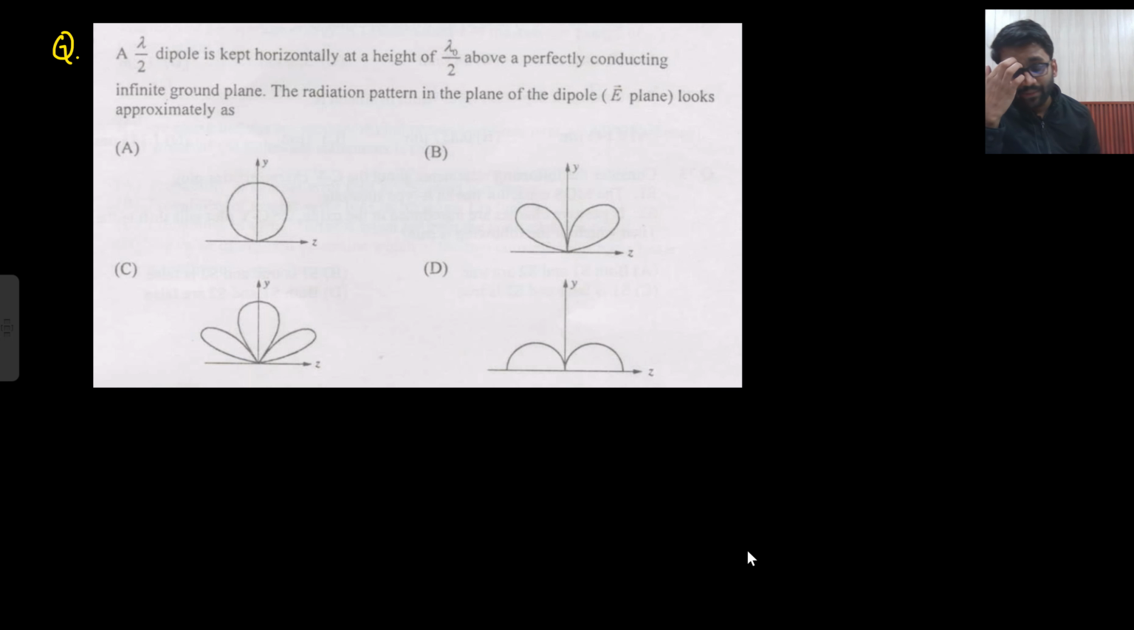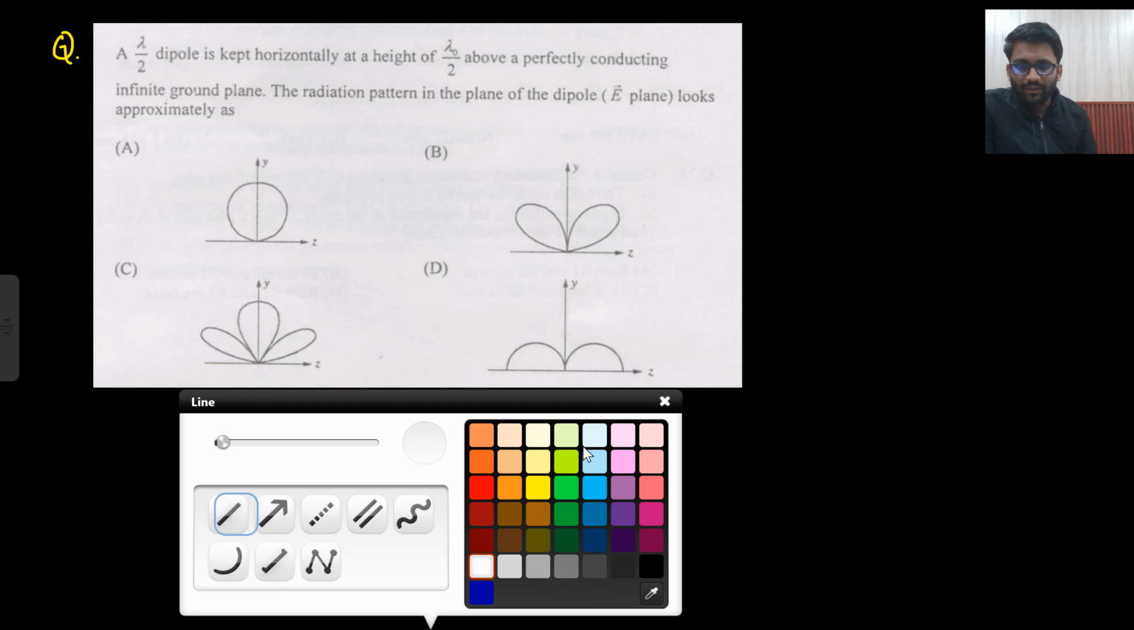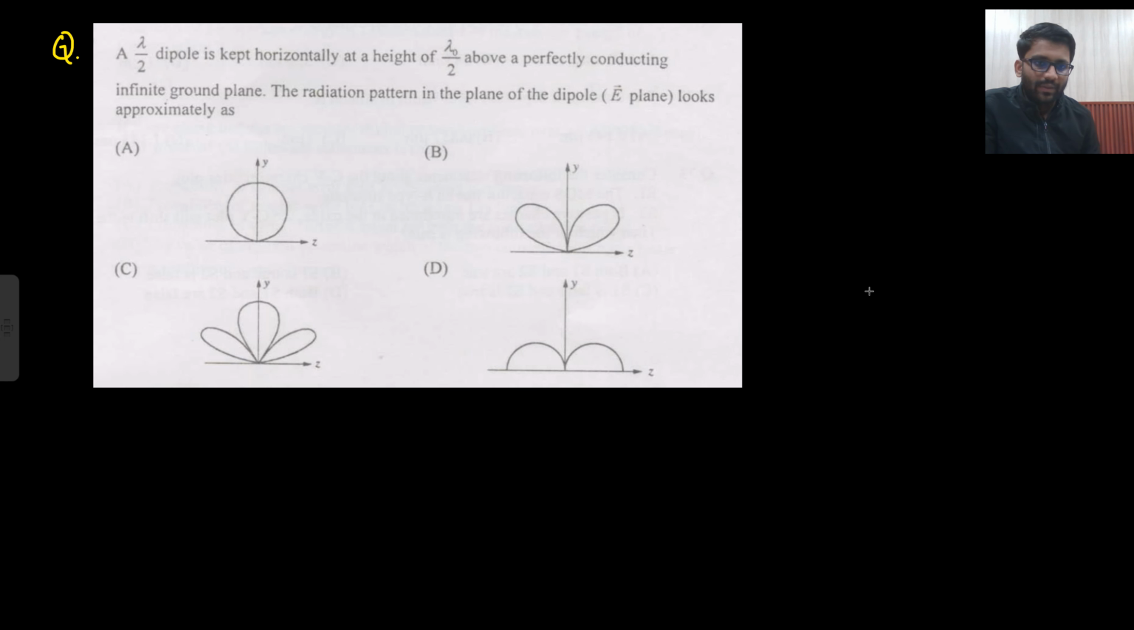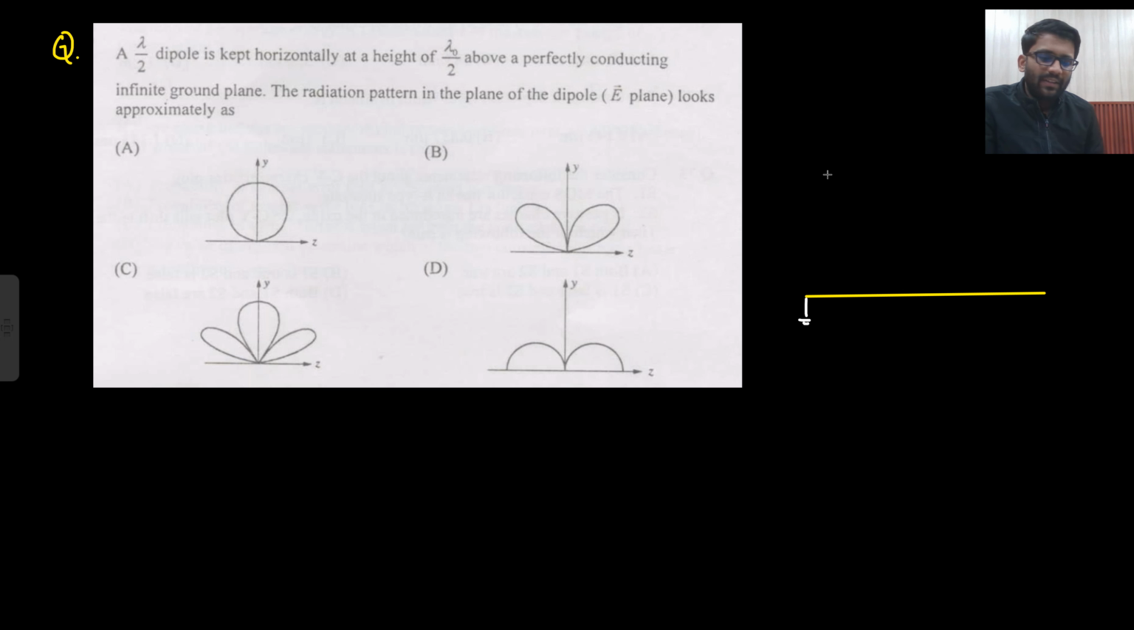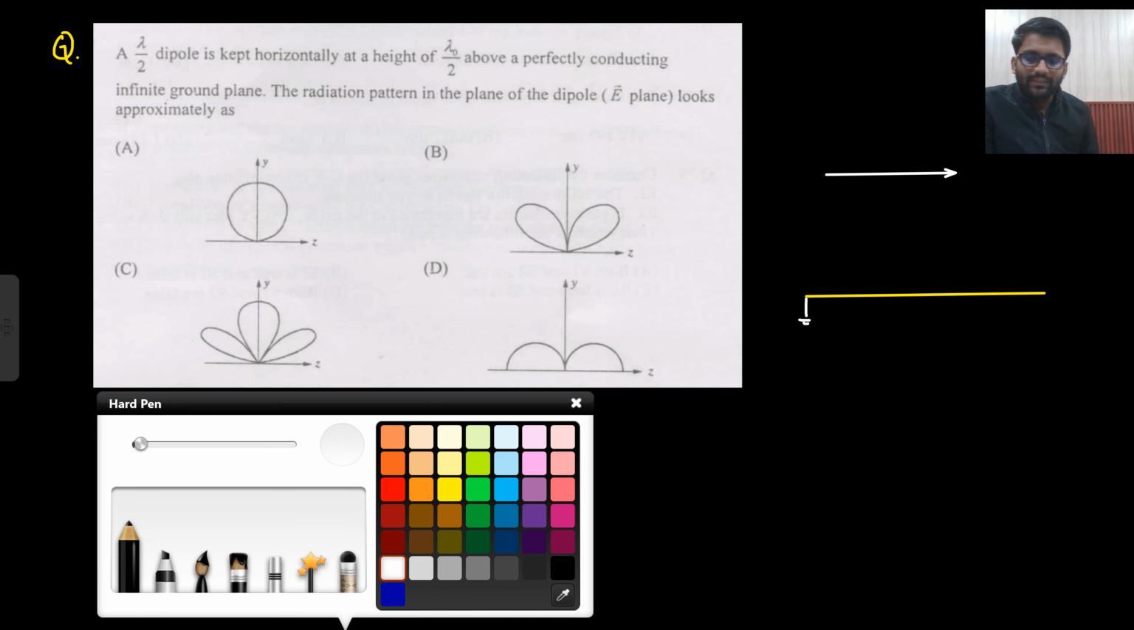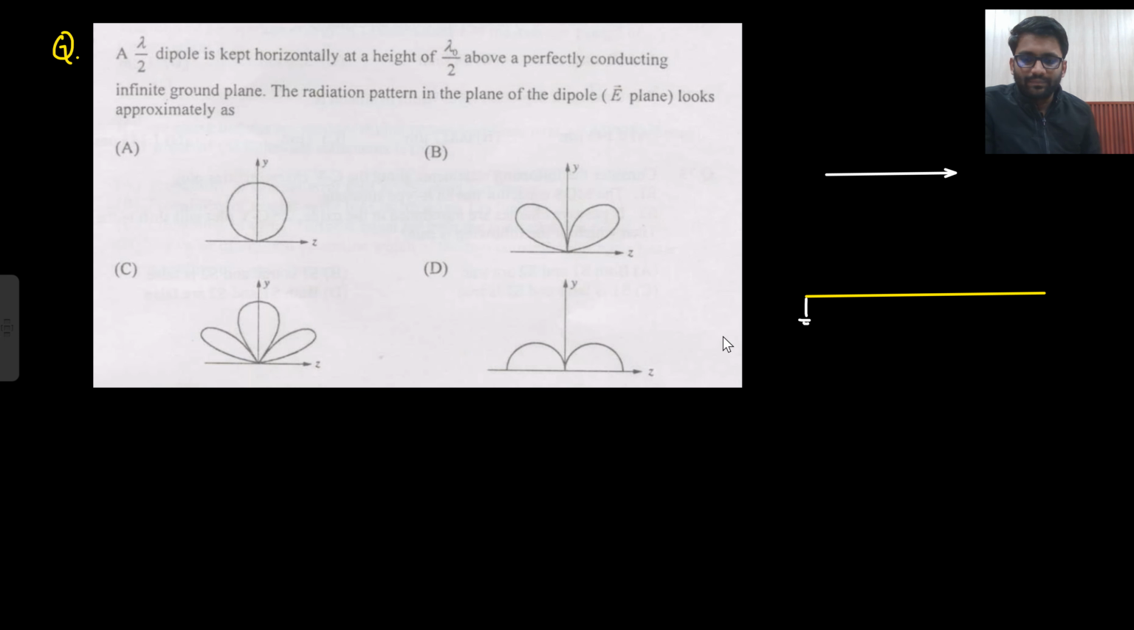What they are saying is, a lambda by 2 dipole antenna is kept horizontally at a height of lambda naught by 2 from a perfect conducting infinite ground plane. So there is a ground plane. This is the ground plane. Above it, at a height of lambda naught by 2, there is an antenna placed, which is a lambda by 2 dipole antenna.